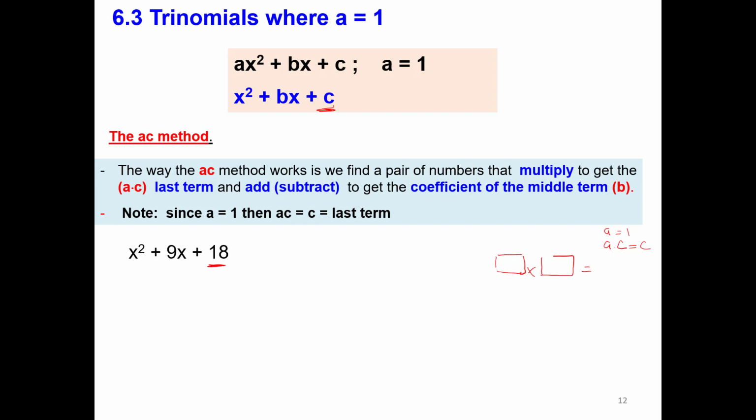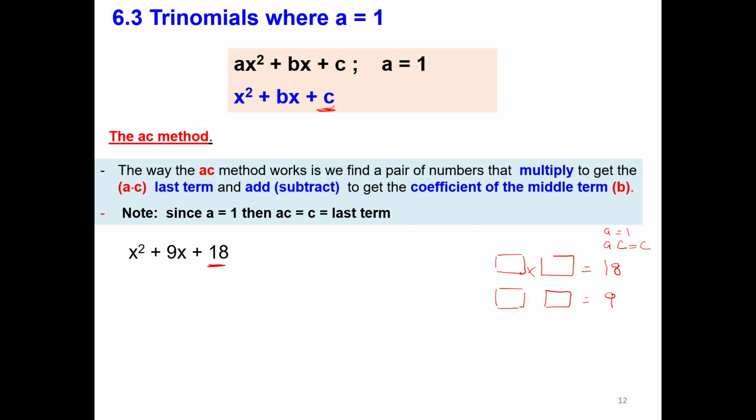Yes, c equals 18. And we need to find two numbers. If we multiply them, they equal 18. And if we add or subtract them, depending on the signs, they equal 9. Now, how are we going to use these two numbers to write the factors?